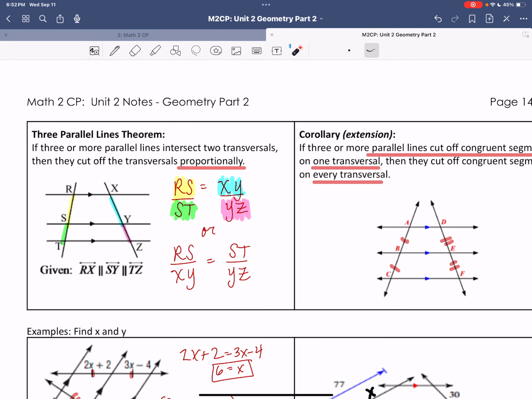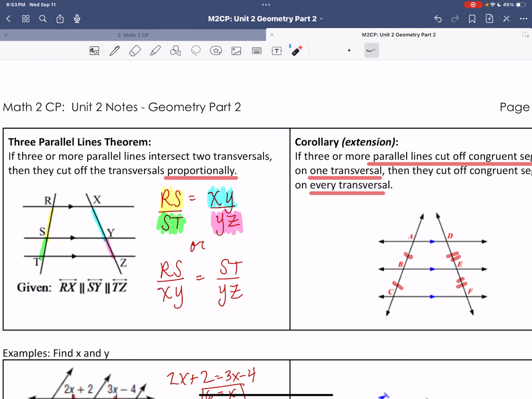All right, here we've got a couple things to think about while we are doing this. For the first part, we have the 3 parallel line theorem. If 3 or more parallel lines intersect 2 transversals, then they cut off the transversals proportionately. In other words, RS over ST is equal to XY over YZ. So it's proportional, and you could also set it up the other way. We are given that those are parallel. So that's the 3 parallel line theorem.